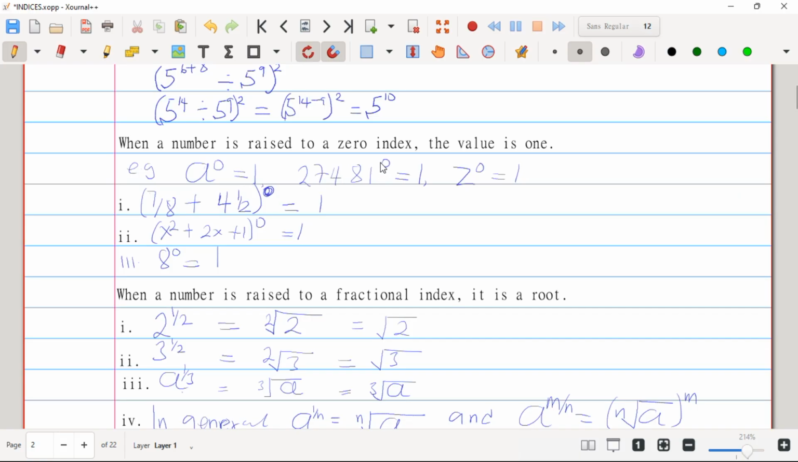2 raised to the power 0 is going to give us 1. 0 raised to the power 0 also is going to give us 1. So here we are having the same thing. Any number, any digit, any letter raised to the power 0 is surely going to give us 1.